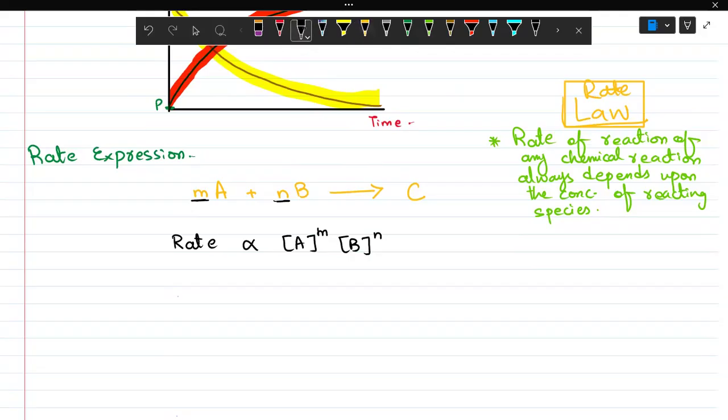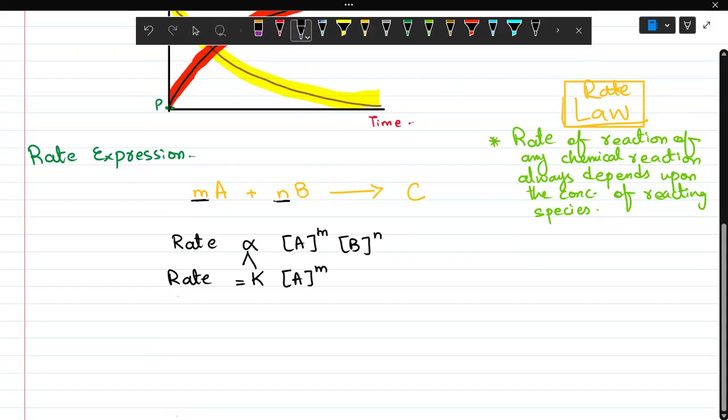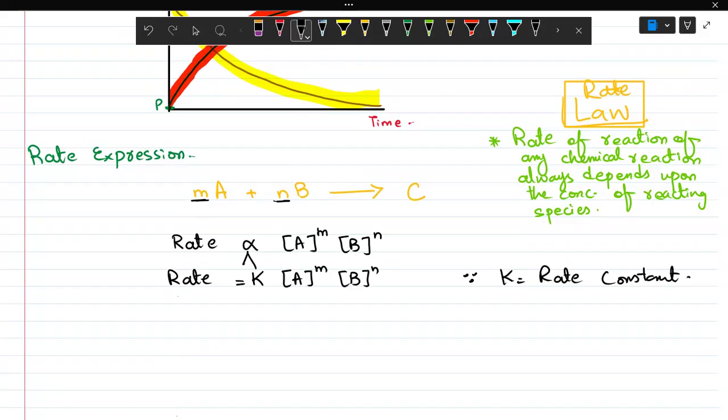When we remove the proportionality sign, two things will come: one is the equals sign and the other one is the constant. So the rate is equal to K times A to the power M times B to the power N. Now what is K here? K is basically the rate constant. Is it clear, beta?